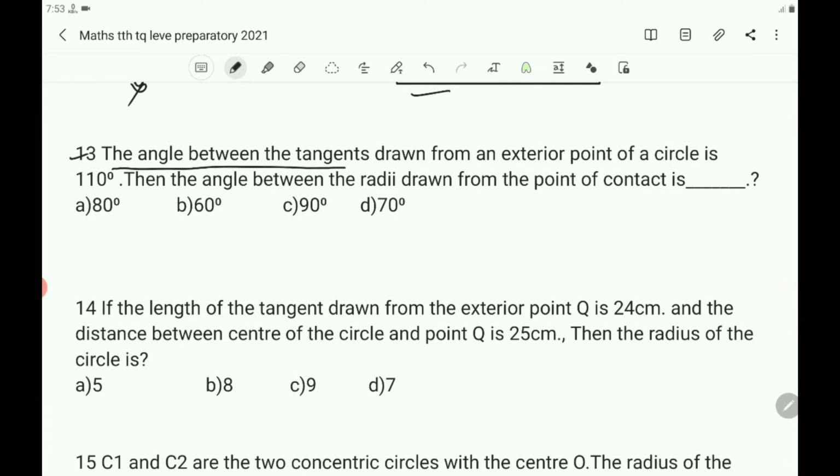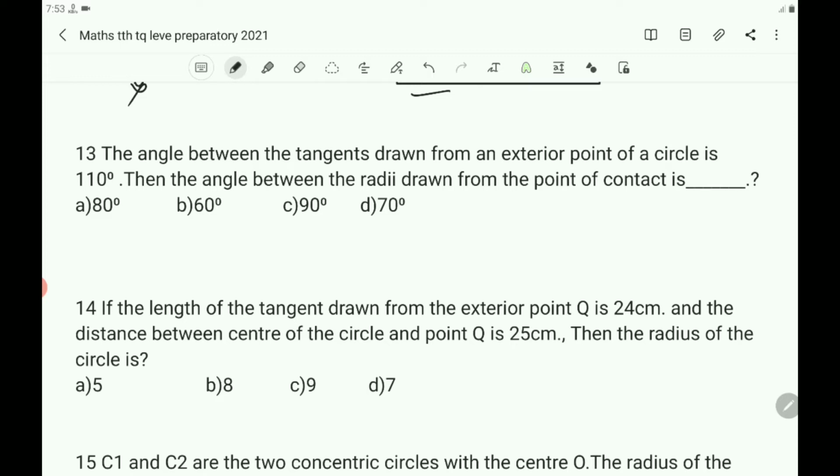Next take the 13th question. The angle between the tangents drawn from an exterior point of a circle is 110 degrees. Then the angle between the radii drawn to the points of contact is, you know that this type of question has been solved already. There are many such questions.